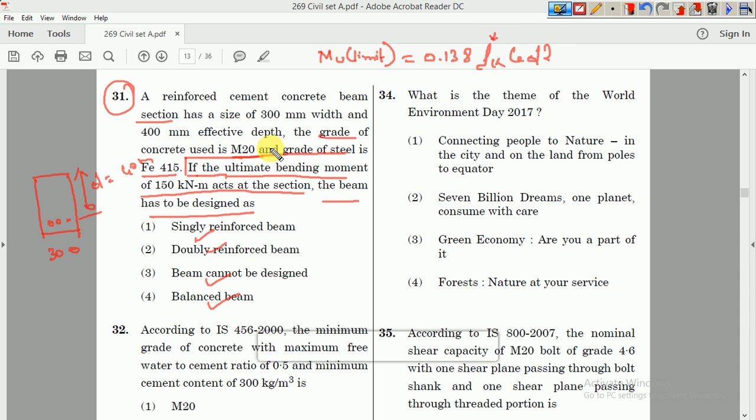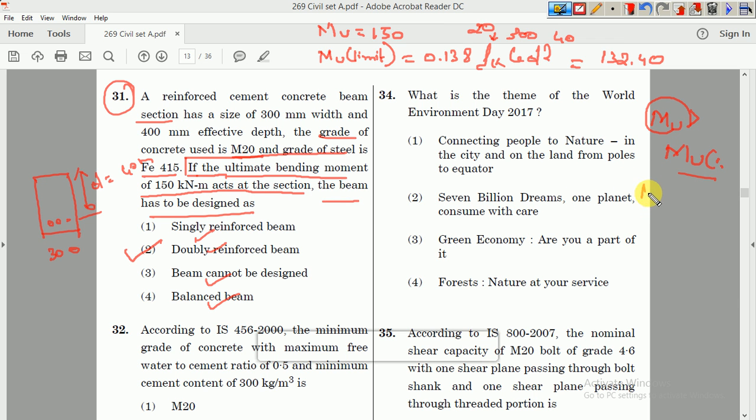What is fck? They have given M20, breadth is 300 and depth is 40. If you calculate, the answer you get is 132.48. So this is Mu limit. What is the value of Mu that I have given? 150. So Mu is greater than Mu limit. What you have provided is greater than the limiting value, so the design is not safe. Then go for a doubly reinforced section.